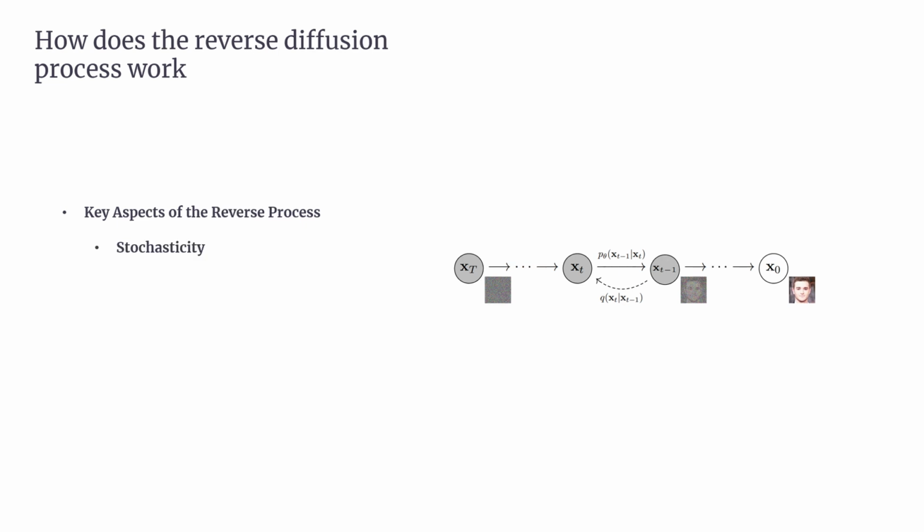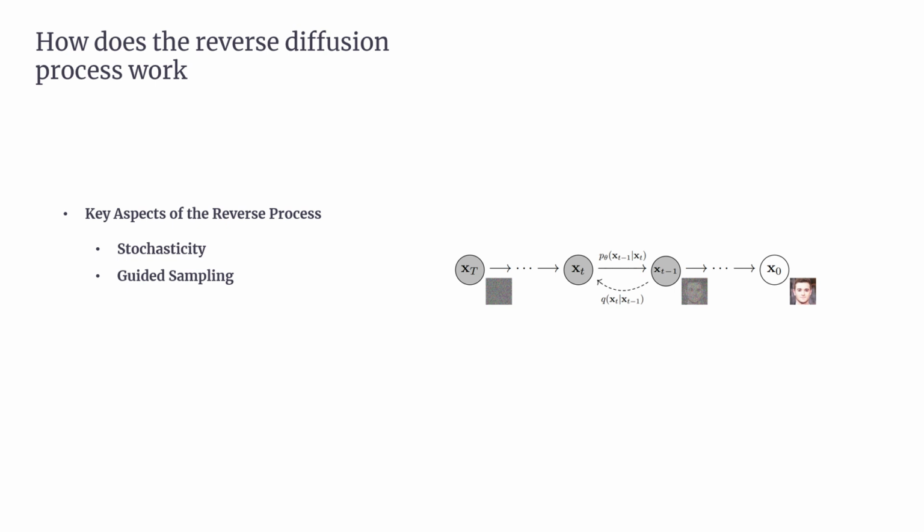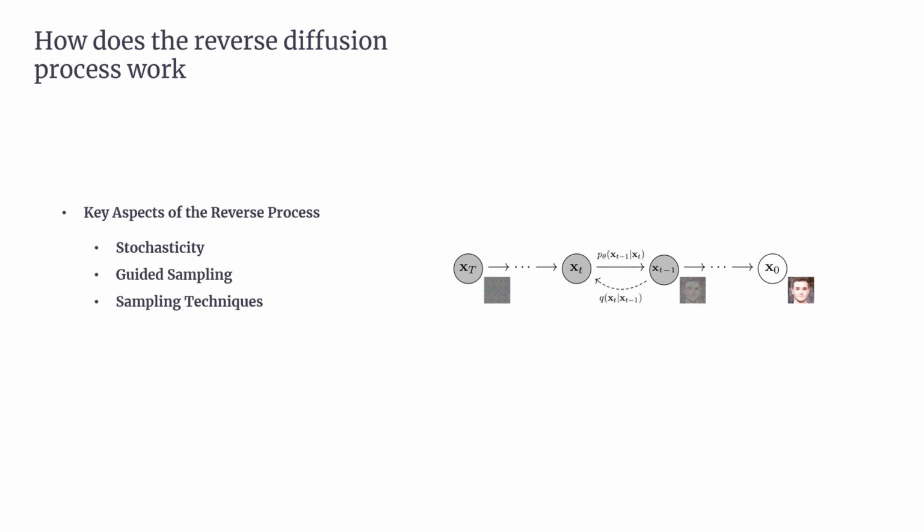1. Stochasticity. The reverse process is stochastic, meaning it involves randomness at each step. This randomness is important because it helps to generate a variety of samples, preventing the model from collapsing to a single mode of output. 2. Guided sampling. For tasks like text-to-image generation, we can guide the reverse diffusion process with extra information, like text embeddings. This can be done by modifying the predicted noise based on the gradients of a classifier or by using mechanisms like cross-attention.